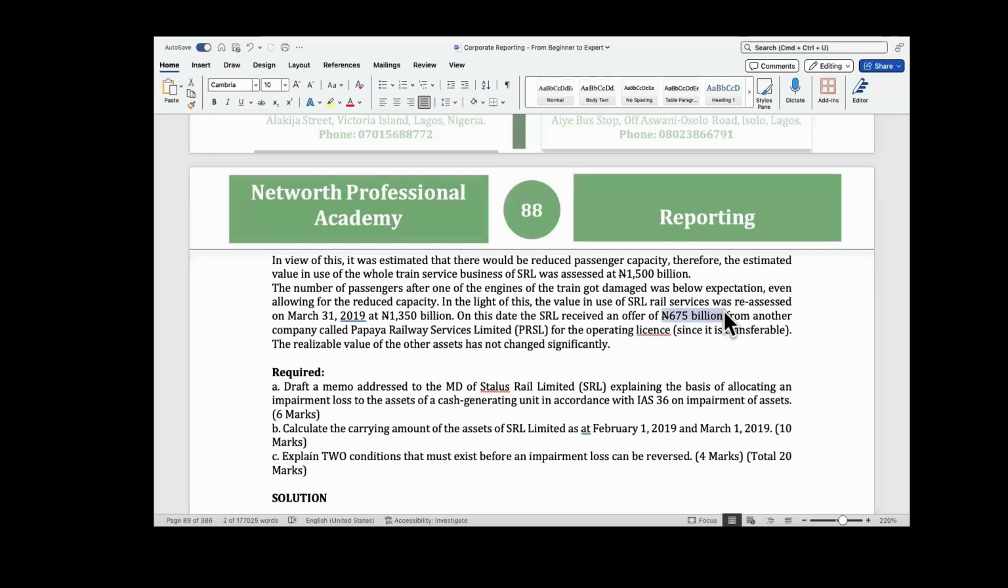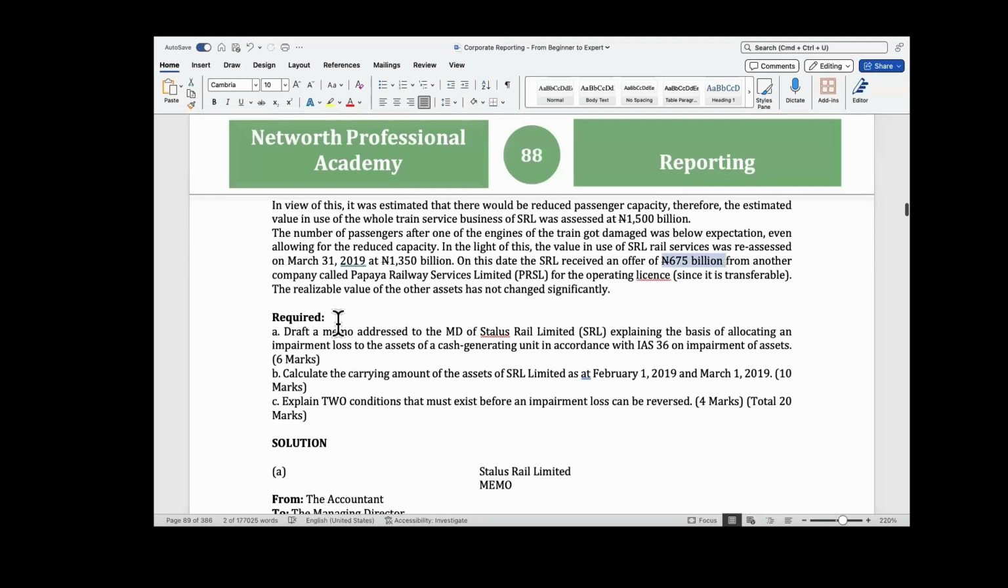Okay, you are required to draft a memo addressed to the MD of SRL explaining the basis of allocating an impairment loss to the assets of a CGU in accordance with IAS 36. So even this, to answer this one, we don't even have to read this question.